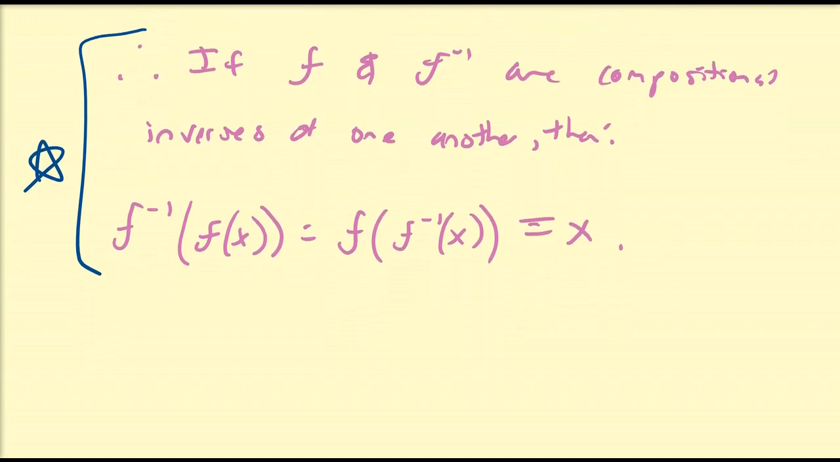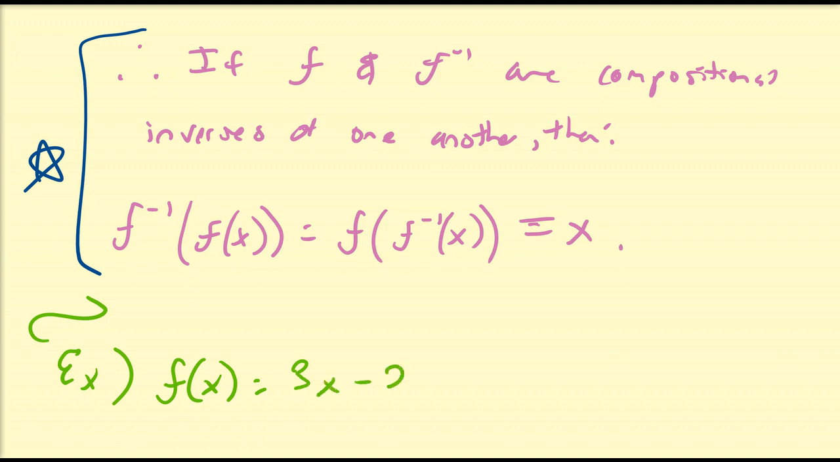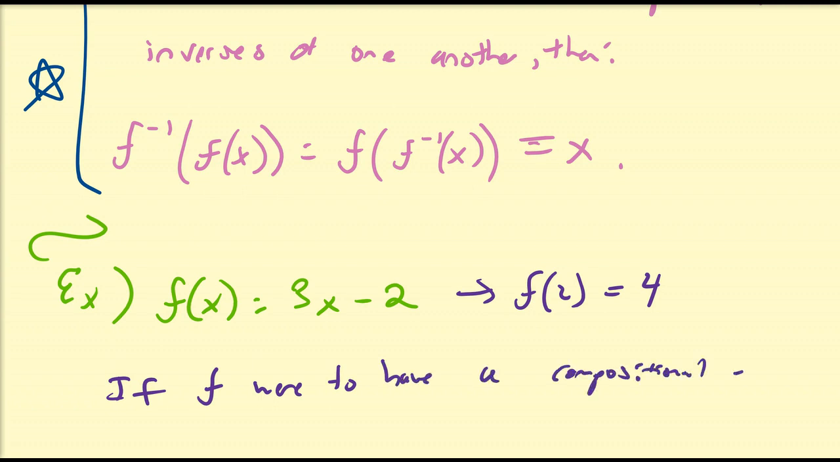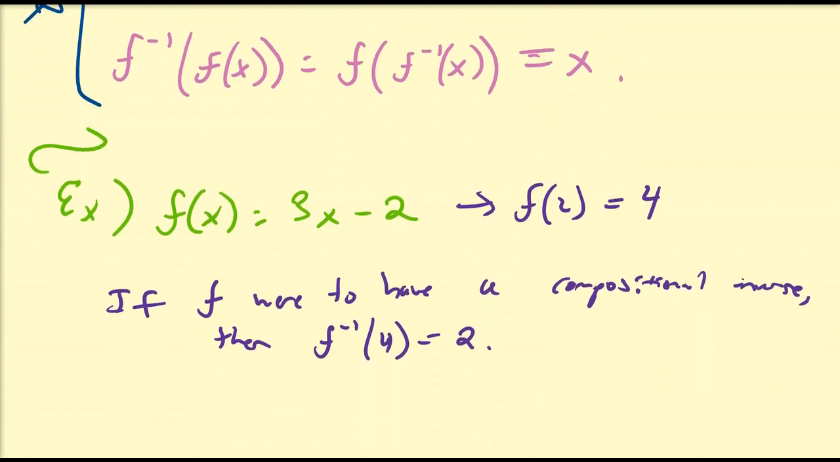Now let's do a quick algebraic example of what an inverse actually does. So let's look at the function f of x is equal to 3x minus 2. So it's very easy to calculate, say, f of 2 is going to be equal to 3 times 2 is 6 minus 2 is 4. So if f were to have a compositional inverse, then if f of 2 is equal to 4, then f inverse of 4 would be equal to what? So if you said 2, you are correct.